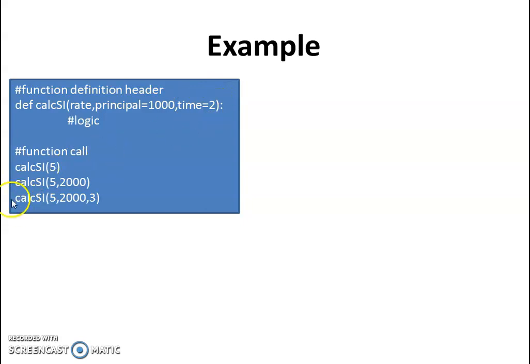And in this third call of the function, we are passing 3 arguments. The first argument will go to the first parameter, so rate will be 5. The second argument will be stored in the second parameter, so principal will be 2000, and the third argument will be stored in the third parameter, so time will be 3. In this way we can assign default parameters, right?